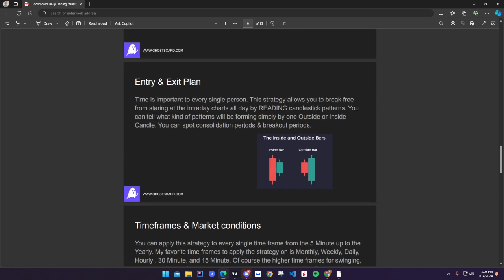So, entry and exit plan. I know I said I'd touch on this. So here's the same graphic from earlier in terms of inside bar and outside bar. And I said this is all you really need to know in terms of entry and exit.